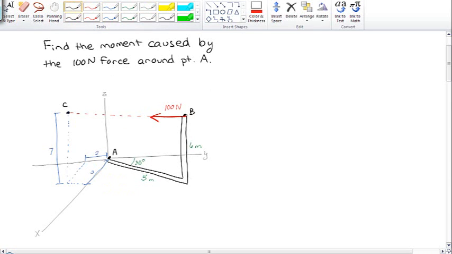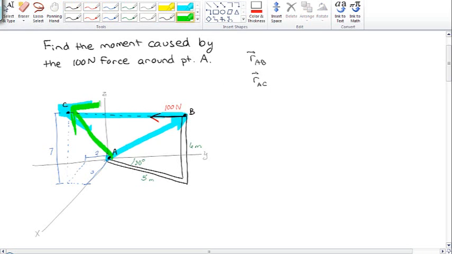One of the first things that we have to do is come up with a vector notation for that force. So generally what we're going to do is find the position vector from A to B, and we're also going to find the position vector from A to C. The reason we do this is we know that if we go from A to B and then from B to C, that's the same thing as going straight from A to C. Why do we care? Because this allows us to write some math.